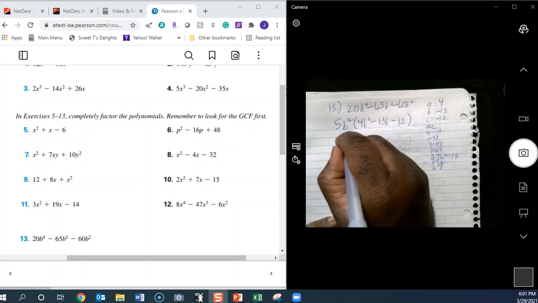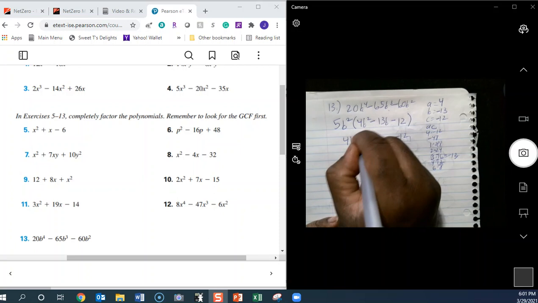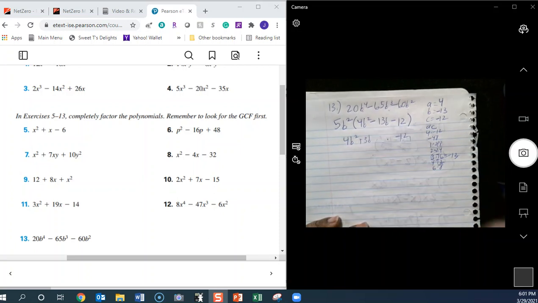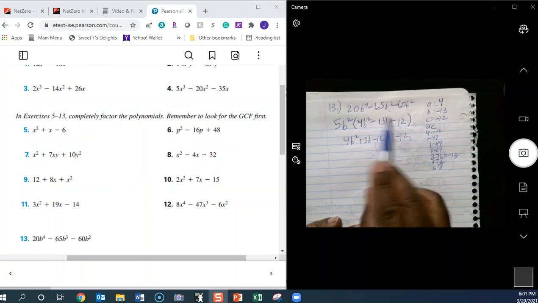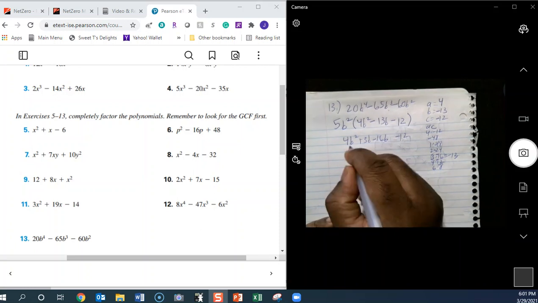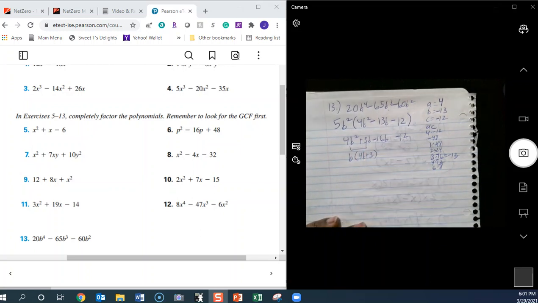So we're going to disregard the 5b squared for a second here. And we're going to put in a positive 3b minus 16b in the center here to take care of the negative 13b. We group the first two, we can factor out a b, and we have 4b plus 3. We group the second two.